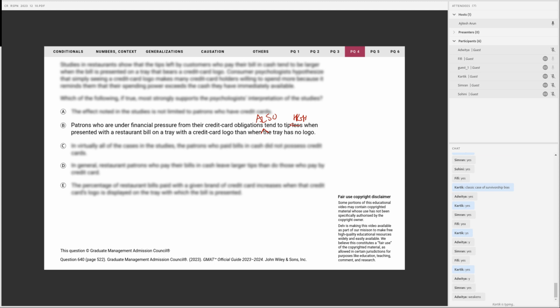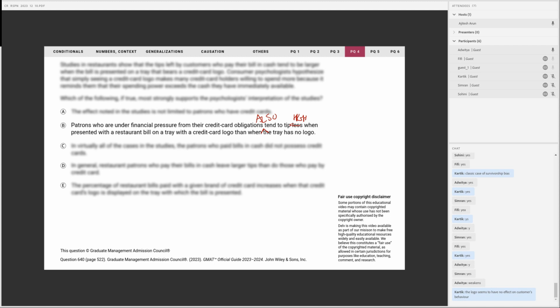Advitya saying it's weakening. Yes. Why? Advitya, feel free to unmute and let me know. Because the main point is that the psychologists' hypothesis is based on a realization that consumers can spend more by having a credit card, so they are tipping more. So kind of a correlation. But when we say they don't have that ability to spend due to financial obligations, still they are spending. So it is basically weakening that kind of thought. Right. Let's say it's weakening the hypothesis, right?